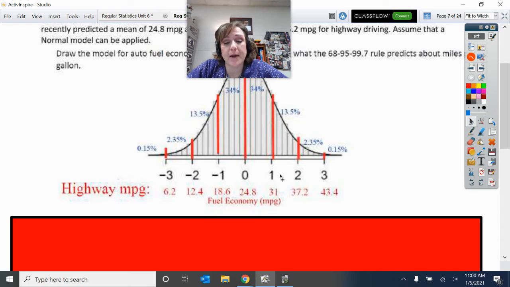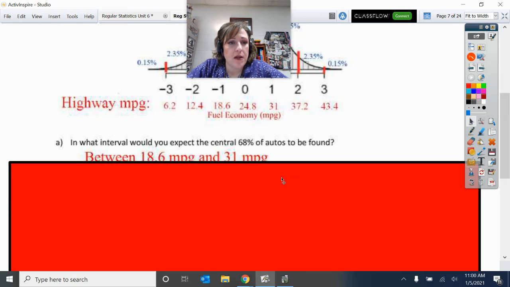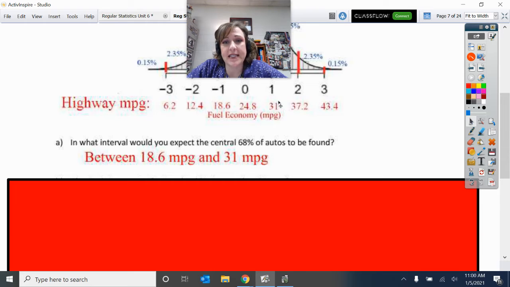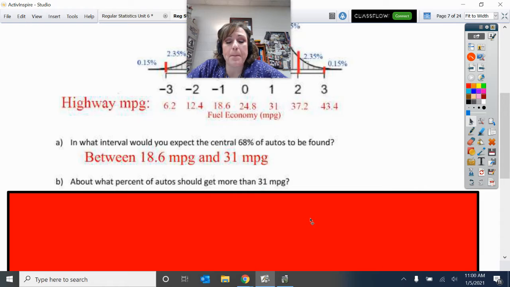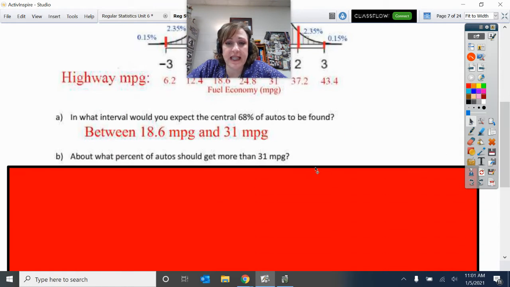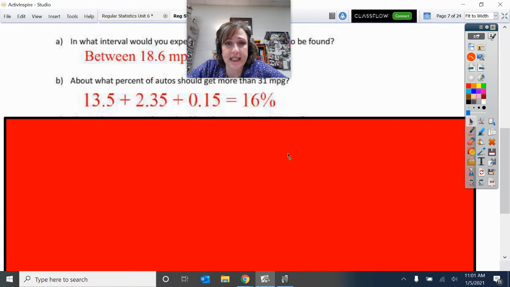Make sure you are labeling what the context of this problem is. And then I put the percentages in each section. So now I can answer my questions. So between, or the middle 68%, well, that's one standard deviation down, 18.6, up to one standard deviation up of 31. Get more than 31. So that's the section above 31, and that's going to be the 13.5 plus the 2.35 plus the 0.15. And so that's how you get your 16% above one standard deviation.